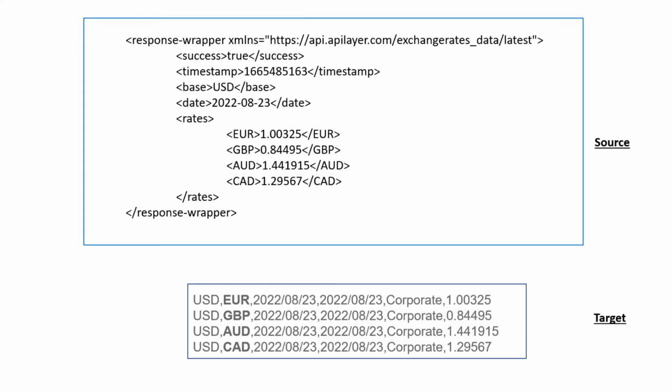Notice that each record is a name-value pair. The name of the element being the target currency and the value being the actual rate calculated against the base currency, in this example being USD. We needed to be able to create a row of data in our target CSV file for each target currency.